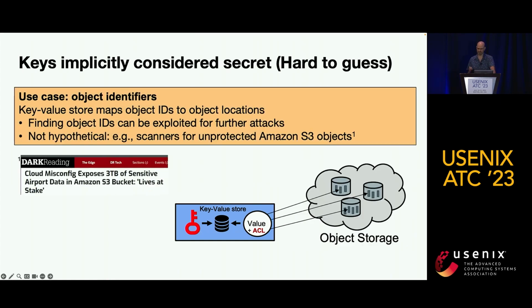In some systems, keys are not formally secret, but users may expect them to be hard to guess. Key-value stores often map object IDs to their location in the object storage system. So revealing valid keys is equal to revealing object IDs. While objects typically have ACLs, users often misconfigure them. Therefore, finding object IDs can be exploited for further attacks. This is a real concern since misconfigurations have already exposed personal information.